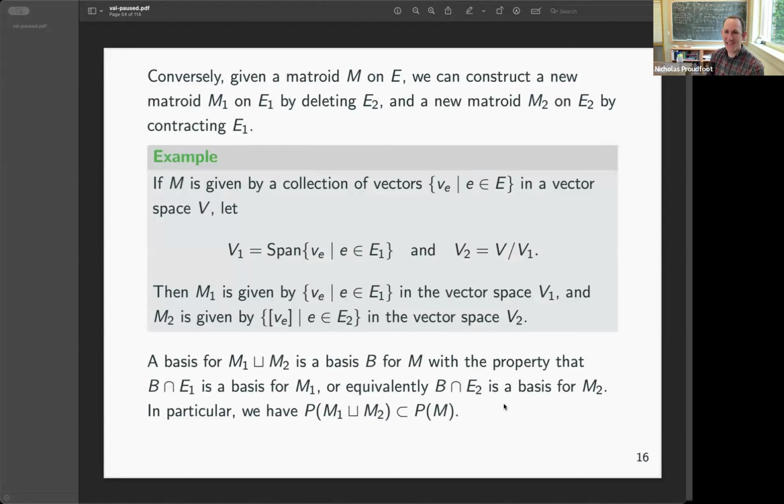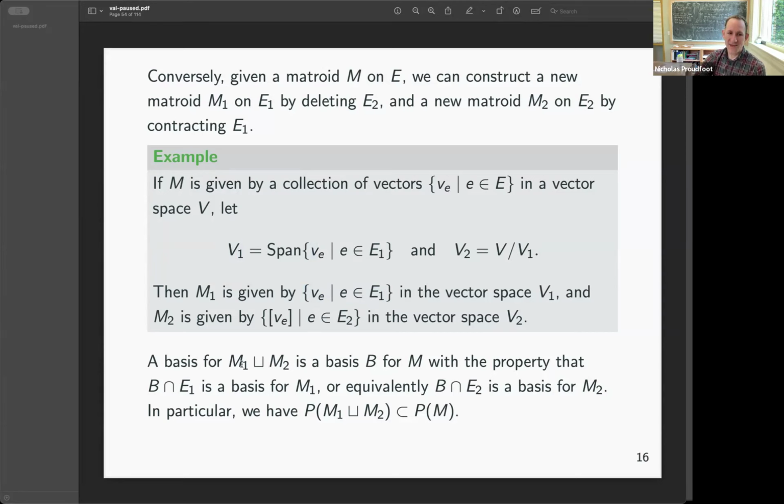Again, let's think about what this means in terms of vectors. I can define two new vector spaces. One is the span of the vectors corresponding to the ground set E1, and the other is the quotient of the ambient vector space by that span. M1 is just given by the vectors V_e for e in E1, which are all in the vector space V1. And M2 is given by the rest of the vectors, but projected onto the vector space V2.